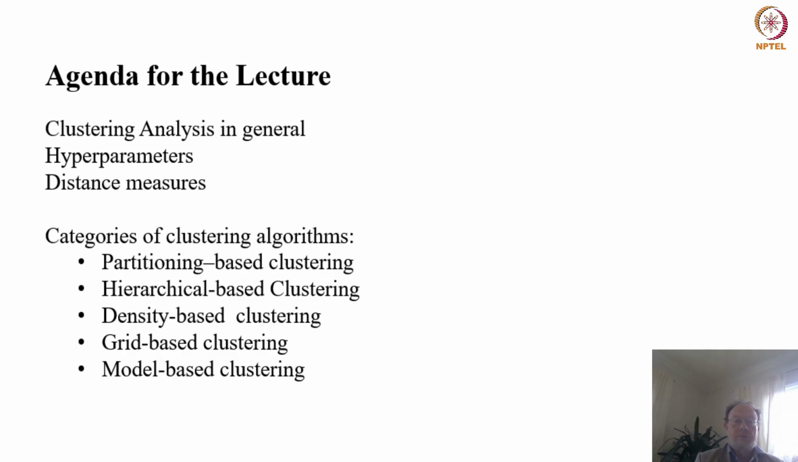We will first talk about clustering analysis in general and say a few words about hyperparameters for this kind of algorithms, talk about distance measures, and then we will choose one form of categorization of clustering algorithms, actually 5 categories: partitioning-based, hierarchical-based, density-based, grid-based, and model-based. So there will be a short discussion about each of these categories.